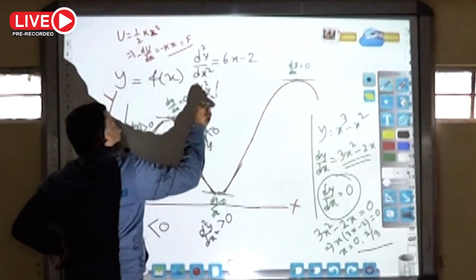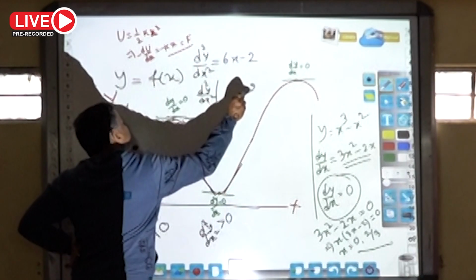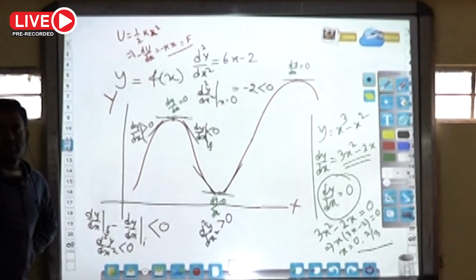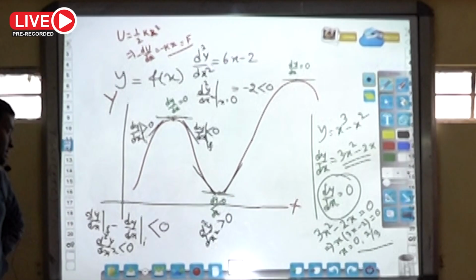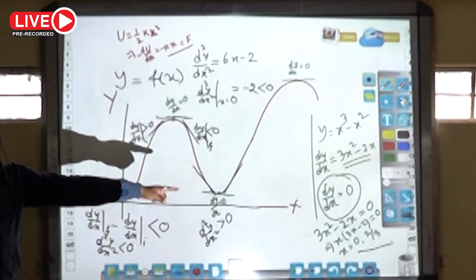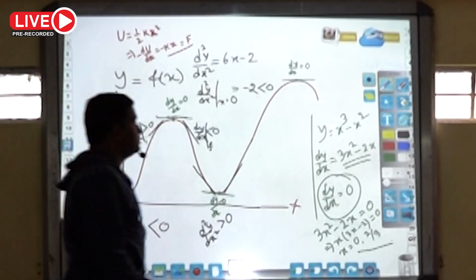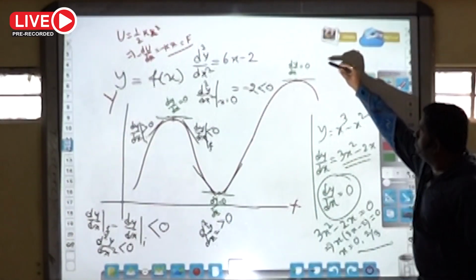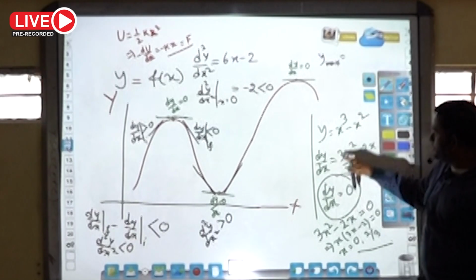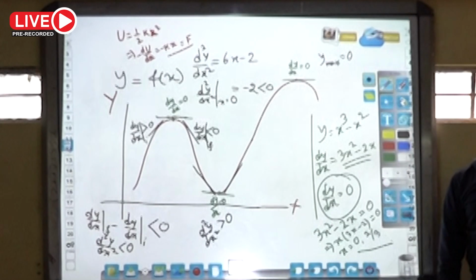First, at x equal to 0, if you put x equal to 0, it is minus 2, that is, the double derivative becomes negative. So negative means maximum value. So at x equal to 0, that function has the maximum value. What is the maximum value of y? Then calculate. Y max, by putting x equal to 0 here, it will be 0.